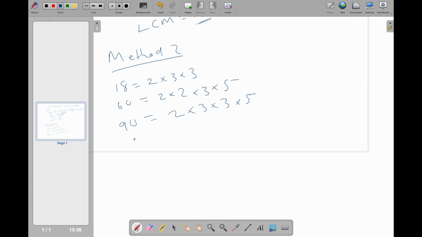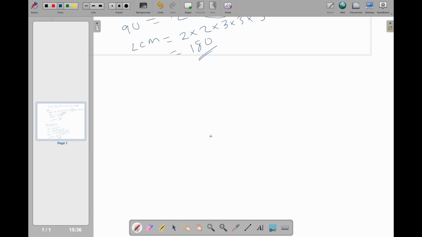And then we have lowest common multiple equal to, so we find where we have more of the number. If we look here, we have two 2's, so we multiply 2 by 2. And if you look, we have two 3's here, so 3 by 3. And then we have 5. If we multiply this, we will get 180, which is our lowest common multiple.